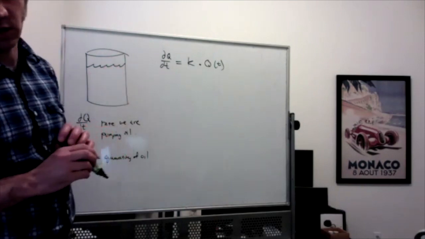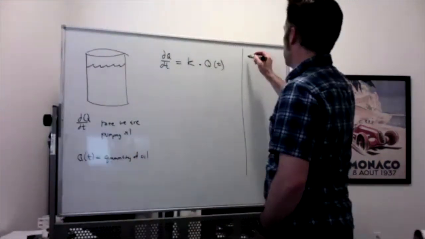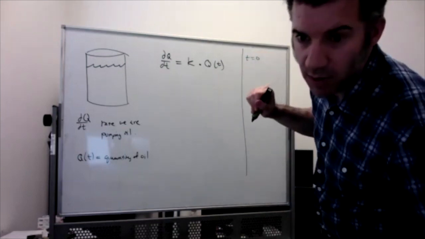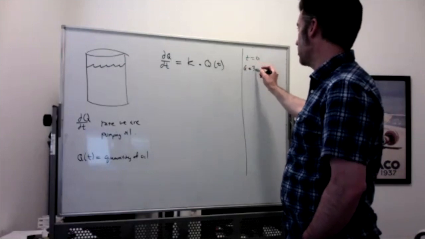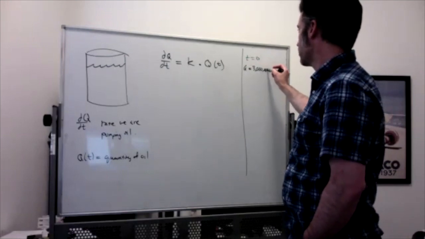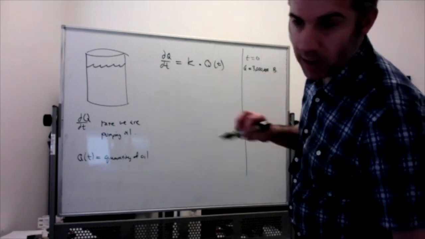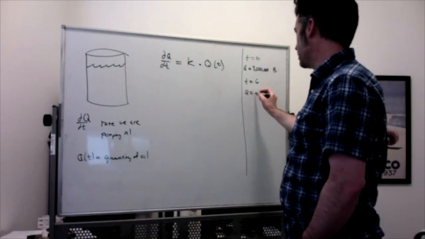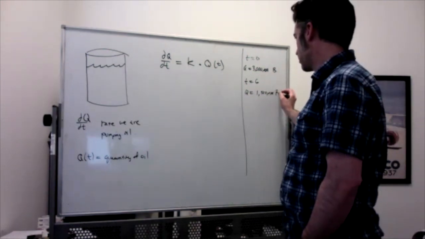And then we have some initial conditions. Initially, at time equals 0, there were 3 million barrels. So Q is 3 million barrels. And then 6 years later, the amount of barrels is half of that. It's 1.5 million.